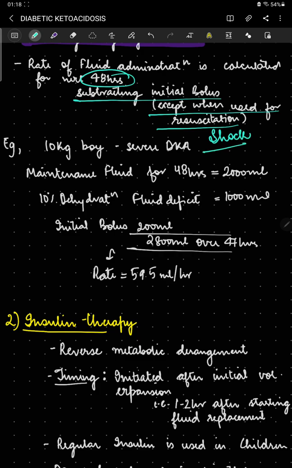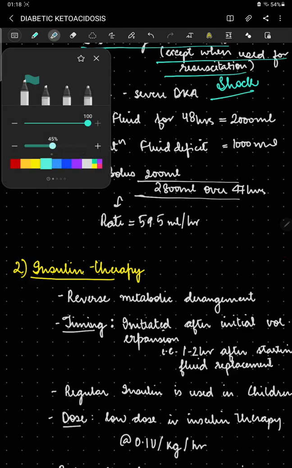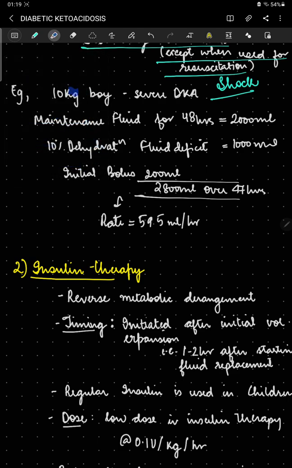Okay, so now let's take an example. It is an example that is found in each and every book. A 10 kg male child with severe DKA. What is severe DKA? pH less than 7.1 and bicarb less than 5 milliequivalents per liter, right? So for a 10 kg boy with severe DKA, how would you manage the child?